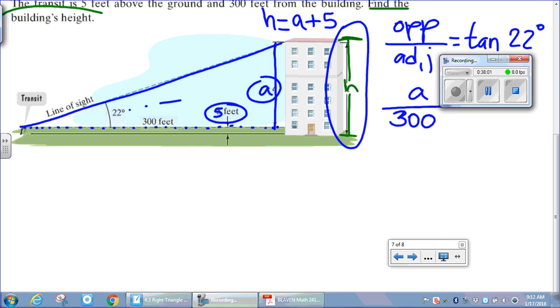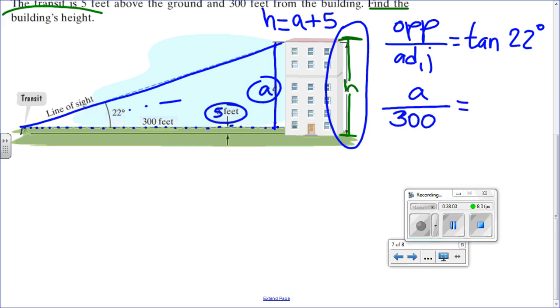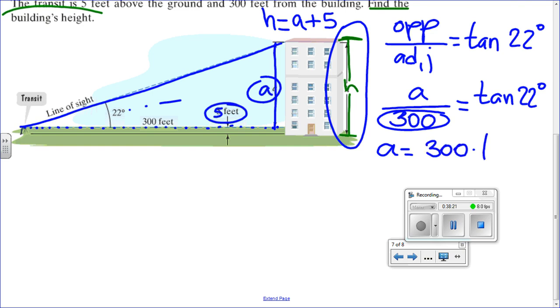Okay, so going back to this, the opposite is A, and we have tangent of 22. Perfect. What can we do to solve for A? Multiply by 300, because 300 is dividing, so we'll do the inverse operation. So A is 300 times the tangent of 22 degrees. Okay, do you know where tangent is located at?